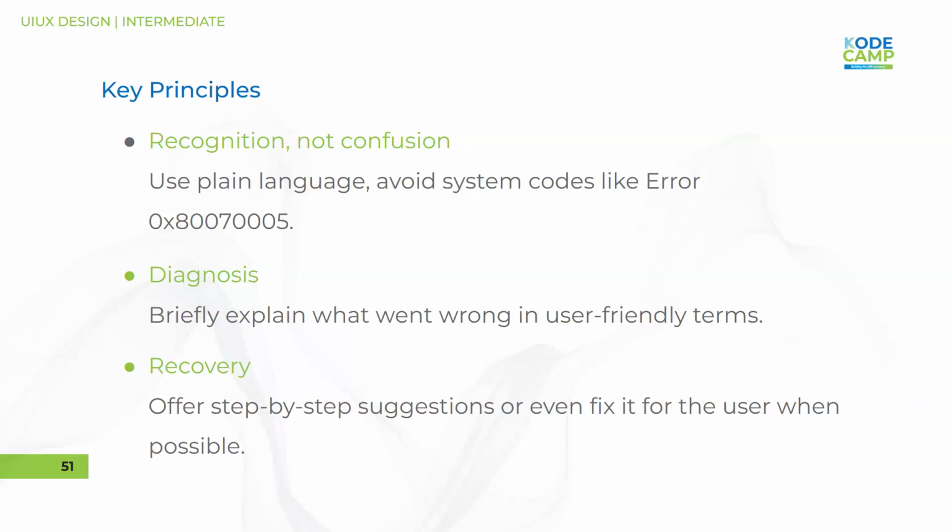Okay. So another principle is diagnosis. Briefly explain what went wrong in user-friendly terms. And the last is recovery. Offer step-by-step suggestions or even fix it for the user when possible. Instead of just telling the user there's an error, you can tell the user how to approach this. From point A, you can go to point B. From point B, you can jump to point C by clicking this. That's a step-by-step suggestion and a hint for users to follow.